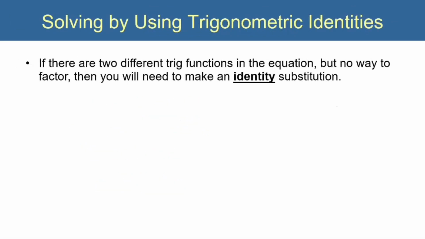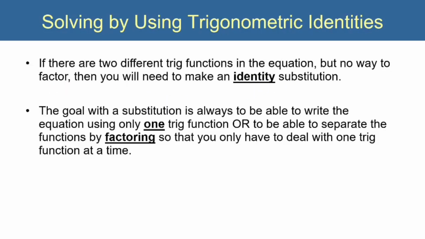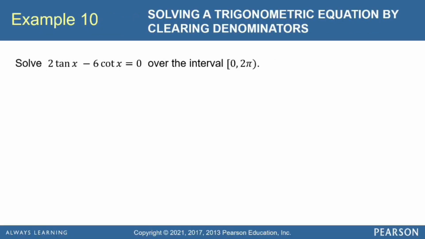Now, sometimes before you factor, you have to make an identity substitution. So if there are two different trig functions in the equation, but no way to factor, then you will need to make an identity substitution. The goal with a substitution is always to be able to write the equation using only one trig function, or to be able to separate the functions by factoring so that you only have to deal with one trig function at a time. So let's see what happens here on example 10.